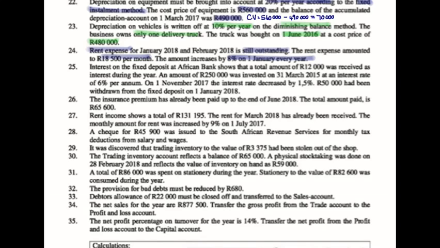Number 25, interest on the fixed deposit, shows that a total amount of 12,000 was received for interest during this year. So we need to go and check whether that amount is correct or not. So the information is as follows. We had 250,000 invested at the beginning of the year at an interest rate of 6% per annum. Then on the 1st of November, the interest rate decreased by 1.5%, and then furthermore, we decreased our investment with 50,000 on the 1st of January.